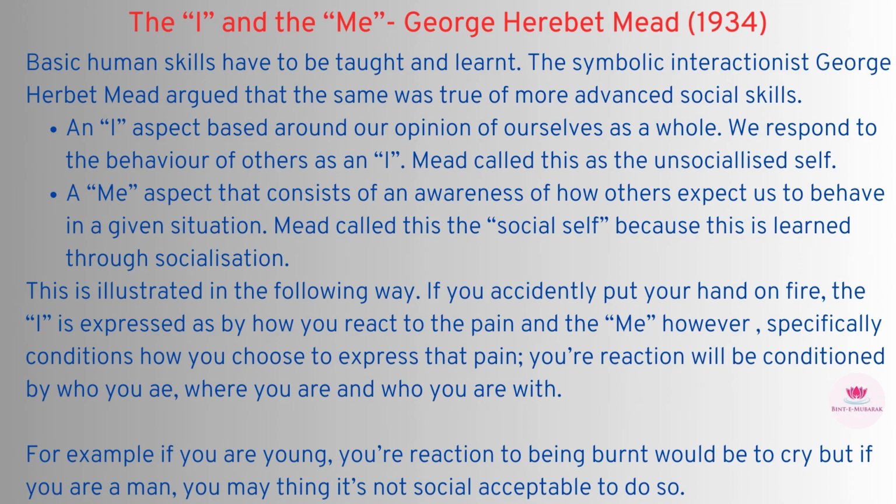An I aspect, based around our opinion of ourselves as a whole; we respond to the behaviors of others as an I. Mead called this the unsocialized self. A me aspect consists of an awareness of how others expect us to behave in a given situation. Mead called this the social self, because this is learned through socialization. This is illustrated in the following way.